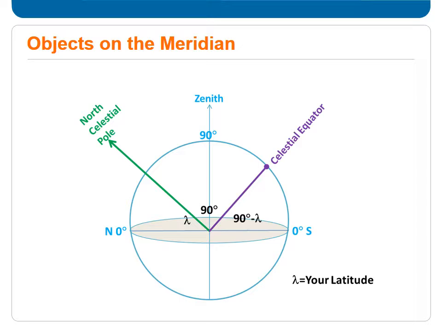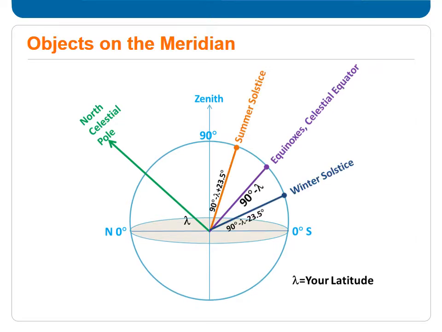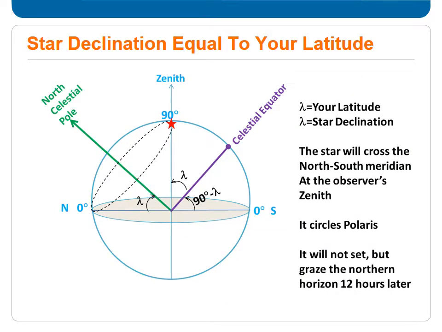The celestial equator is perpendicular to the north celestial pole. Draw a line 90 degrees from the north celestial pole towards the south, and the altitude of the point where the celestial equator crosses the meridian is 90 degrees minus your latitude. The summer solstice point is 23.5 degrees above the celestial equator, and the winter solstice point is 23.5 degrees below the celestial equator. If you are observing a star that is the same number of degrees above the celestial equator as your latitude, then the altitude of the star when it crosses the meridian is your zenith.